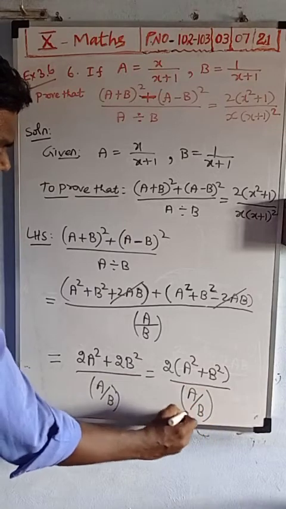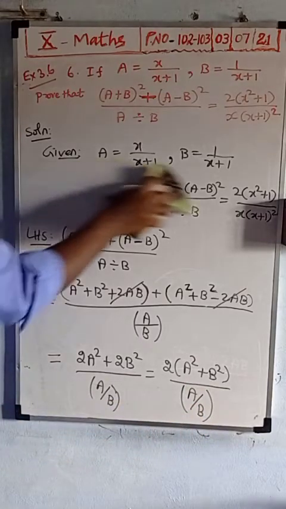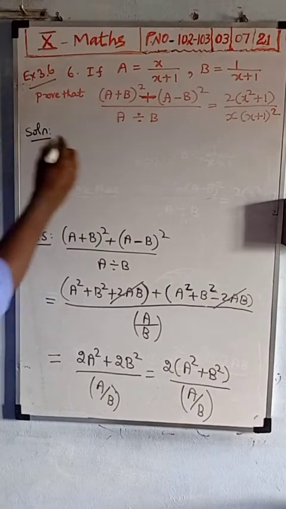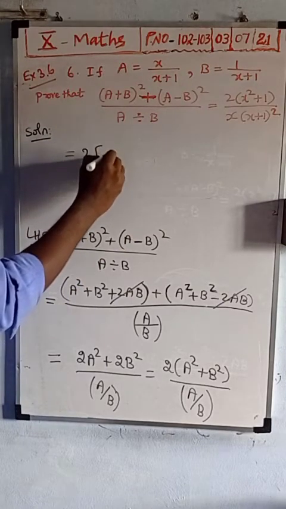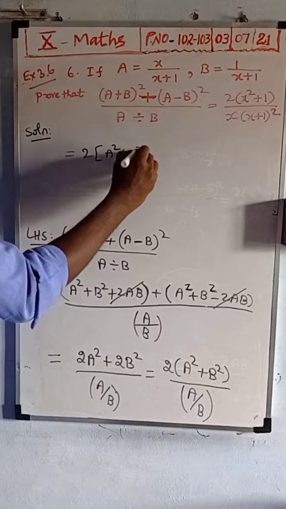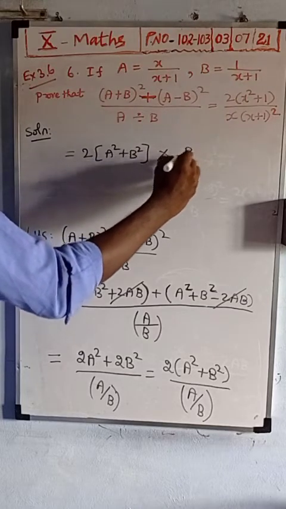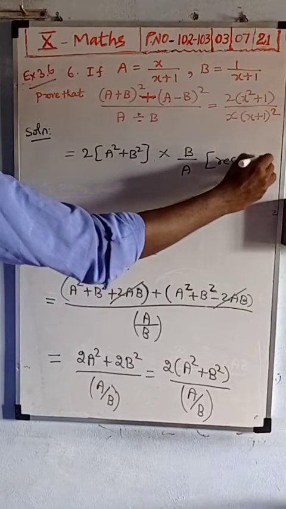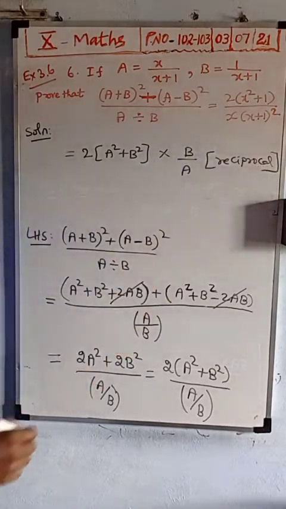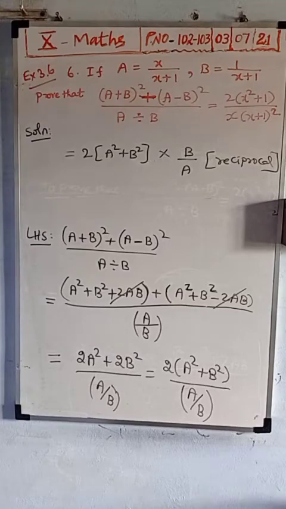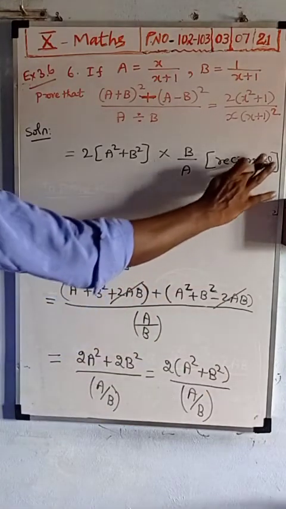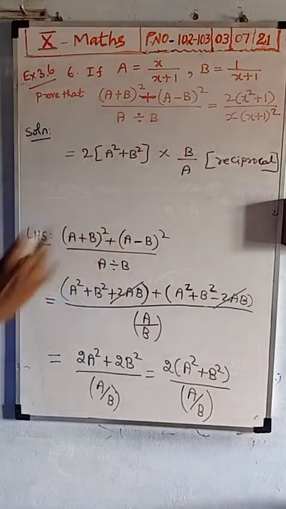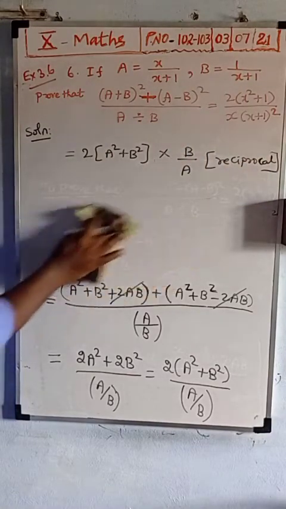Now this a by b you want to take as a reciprocal. So reciprocal means here 2 times of a square plus b squared into b by a. A by b you are taking reciprocal, b by a. So here we used reciprocal. Now a by b is changed into b by a. Now you should substitute, because after that we cannot simplify. Now you substitute a and b values.